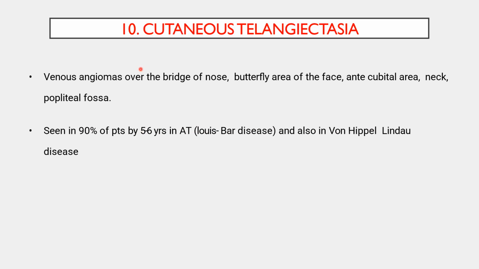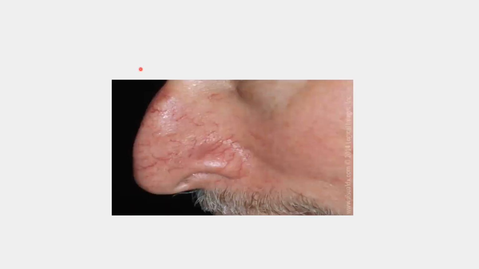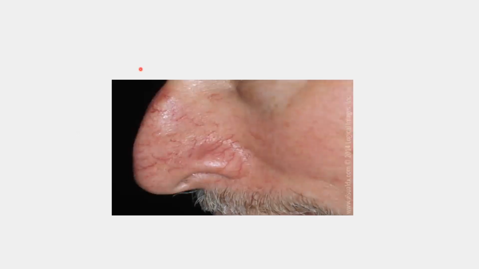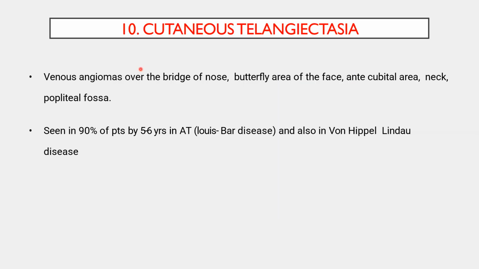And cutaneous telangiectasia involves the nasal bridge and butterfly area of the face, antecubital area, neck, and popliteal fossa. Whenever you are seeing a patient with ataxia, you need to look for these kinds of vascular changes in these mentioned areas. Seen in 90% of patients by age 5 to 6 years. This can also be seen in Von Hippel-Lindau syndrome.